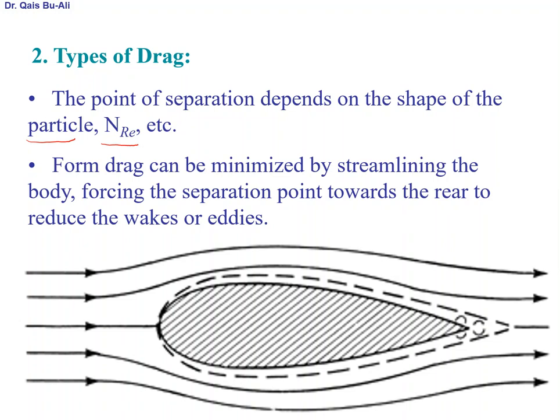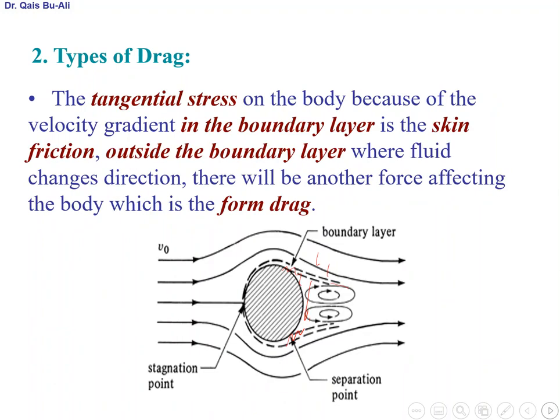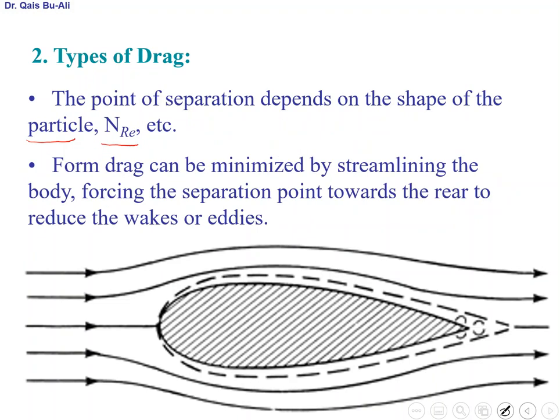So here we are saying that the separation point, let me go back to the slide, the separation point, which is here for example, depends on many factors, but two main things are the shape of the particle, the shape of the object, and the Reynolds number. So we also have to worry about the Reynolds number here. And the form drag can be minimized by streamlining the body.